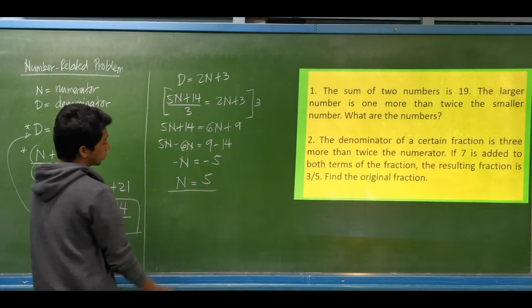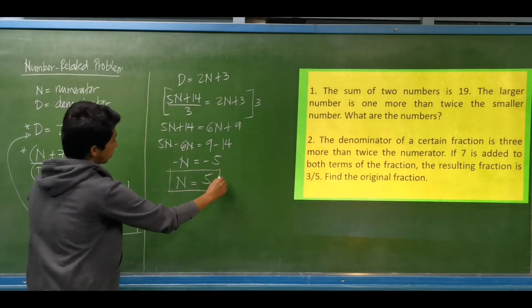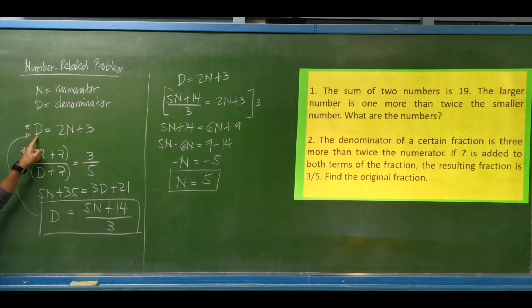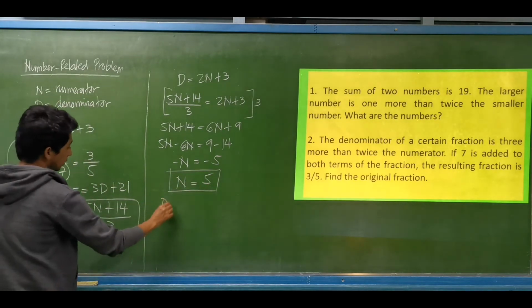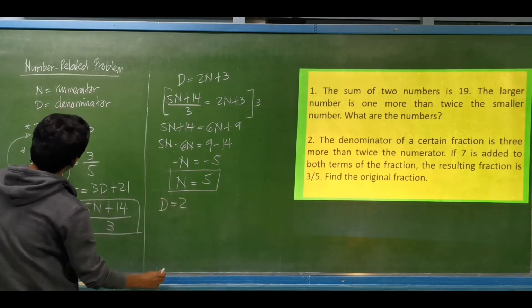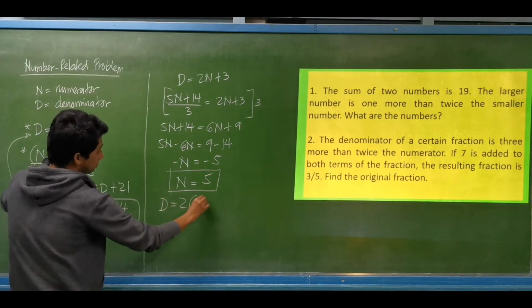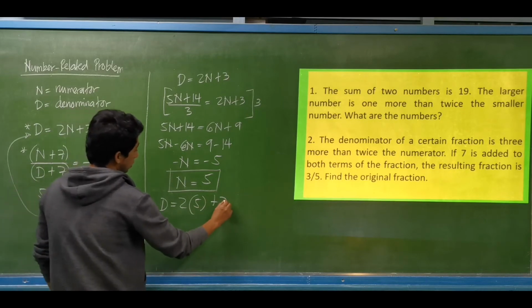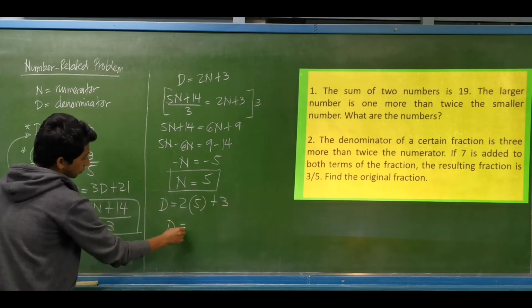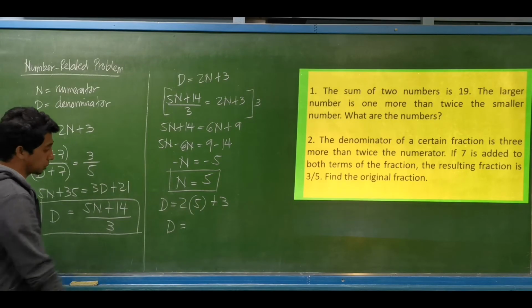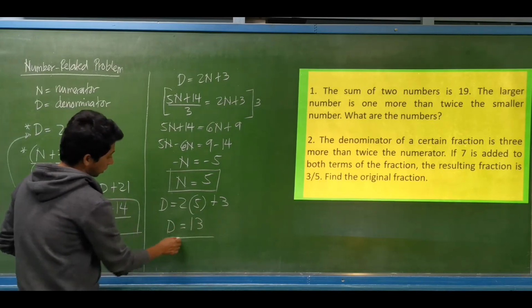Okay, this is our numerator. Okay, so we can now compute for the denominator. I'll be using this equation. The denominator is equal to twice n plus 3. What is our n? We have 5. So we have the denominator is equal to 2 times 5, that is 10, plus 3. We have this as 13.